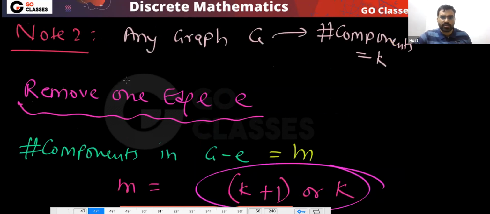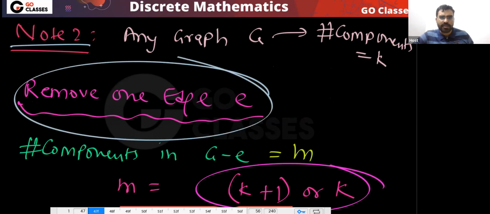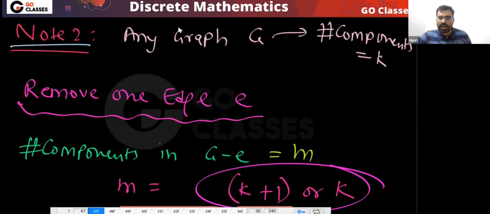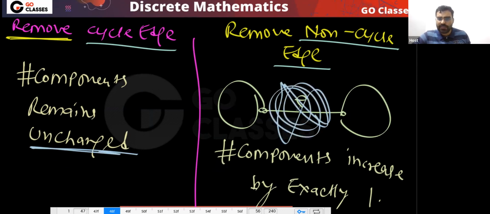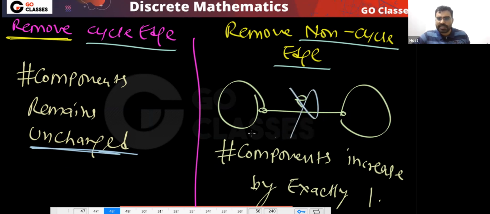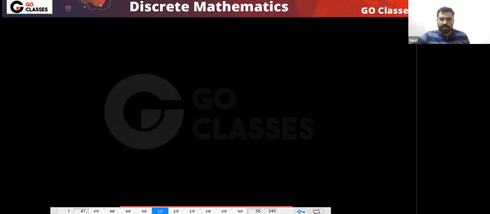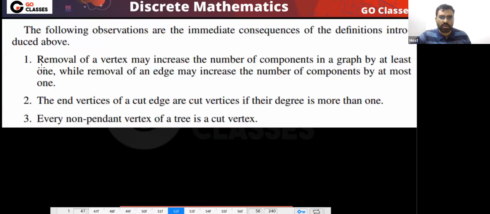So please tell me, did you understand this? So note number 2. If you remove one edge, then the number of components can increase, or it will remain the same. If you remove a cycle edge, then the number of components will remain unchanged. And if you remove a non-cycle edge, this type of edge, then the number of components will increase by exactly 1. So these are the observations you can notice.